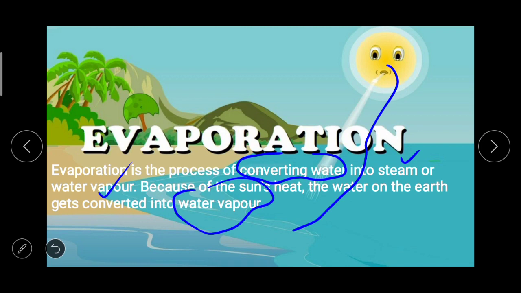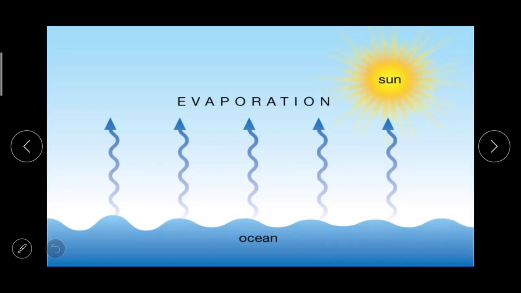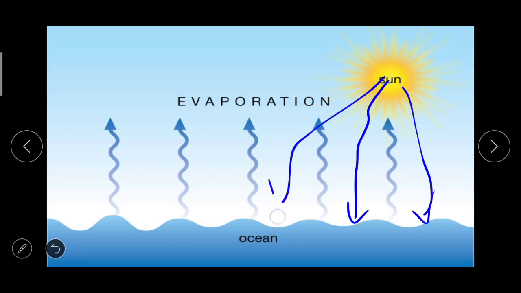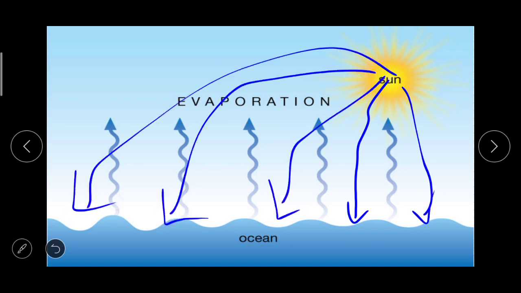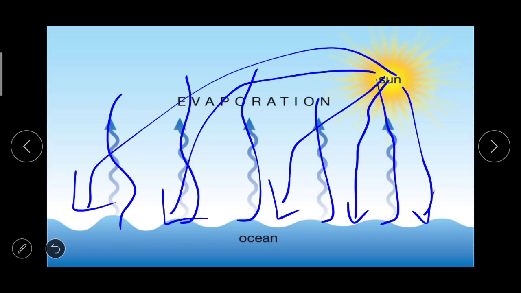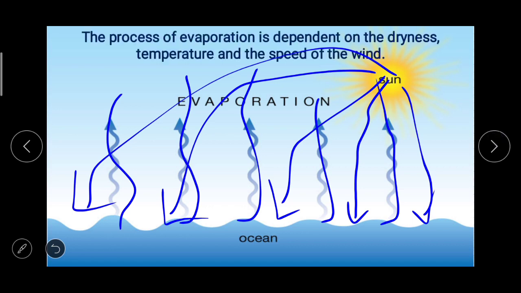And the process of evaporation is dependent on the dryness, temperature and speed of the wind. But in simple words, just keep in mind that the conversion of water into steam due to the sun's heat is evaporation. Here you can easily understand: sun's heat, and because of that water is converting into vapors. That is evaporation, which is dependent on the dryness, temperature and the speed of the wind.